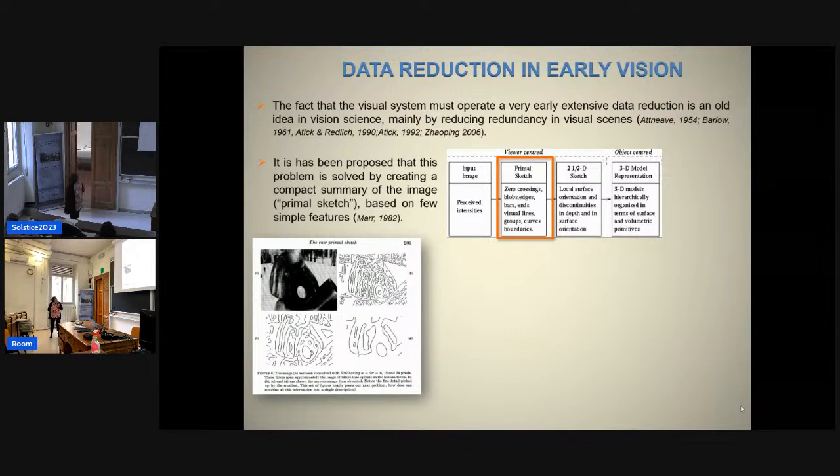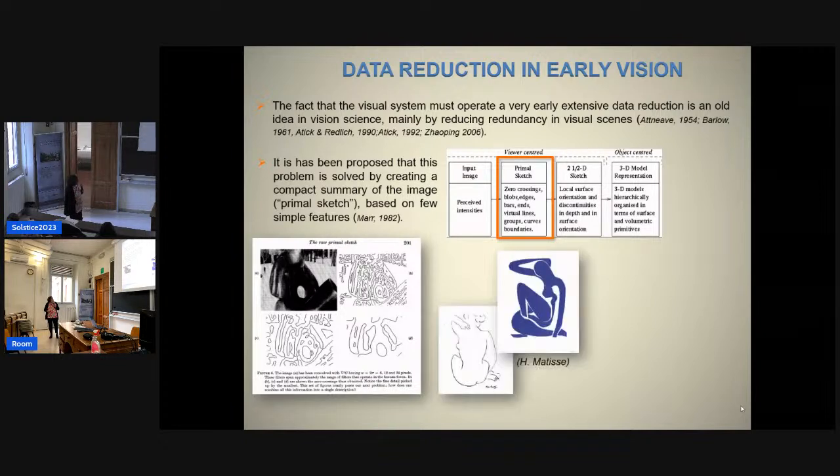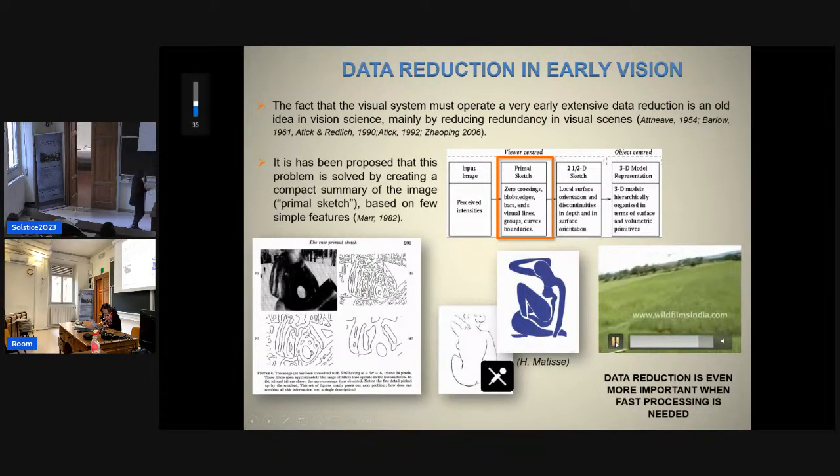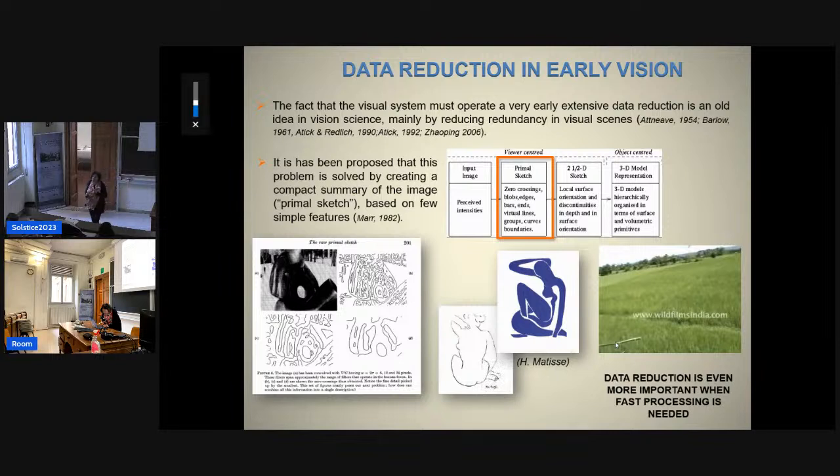By creating a summary, a compact representation of the image based on a few simple primitives like lines or edges. And it's true that we can actually reconstruct images by using only simple lines or edges. Now, the problem of data reduction is even more important when fast processing is needed in order to survive.